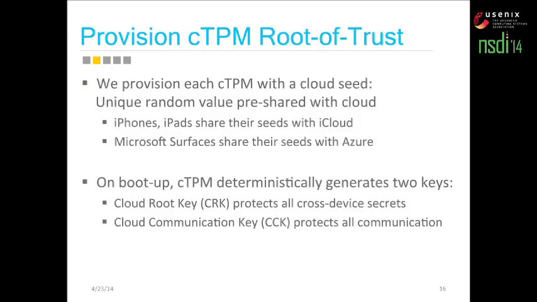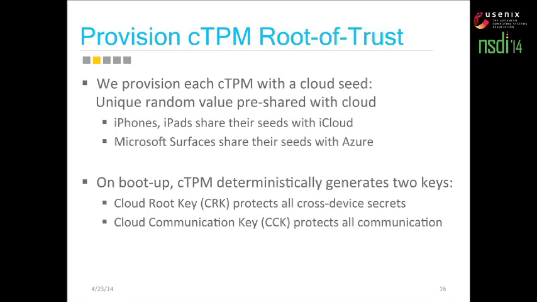So the additional pre-shared root keys are cTPM's root of trust. cTPM generates these root keys using a random seed pre-shared with the cloud. We can think of this random seed as, in the future, iPhones and iPads can share this random seed with iCloud, and Microsoft Surfaces can share a random seed with Microsoft Azure. And on each boot up with this random seed, cTPM will generate 2 root keys in a deterministic way.